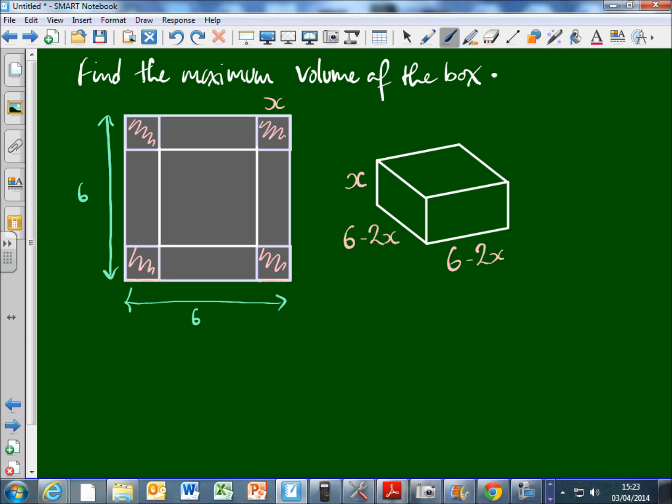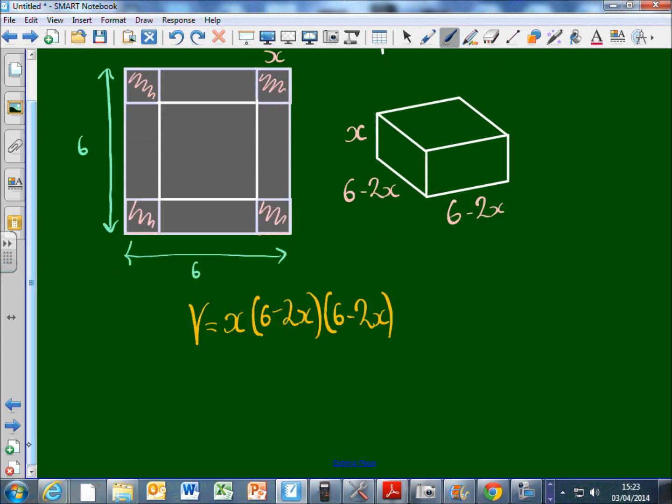Let's write down an expression for the volume of the box. Remember, we want to maximise the volume of the box. So how do you find the volume of a box? It's length times width times height. So it's just going to be x times 6 minus 2x times 6 minus 2x. So I've just got to multiply all of this out. Because as it stands, remember, if you want to find the maximum or a minimum, you differentiate and you put it equal to 0. But I can't differentiate that at the moment. I'm going to multiply this out.